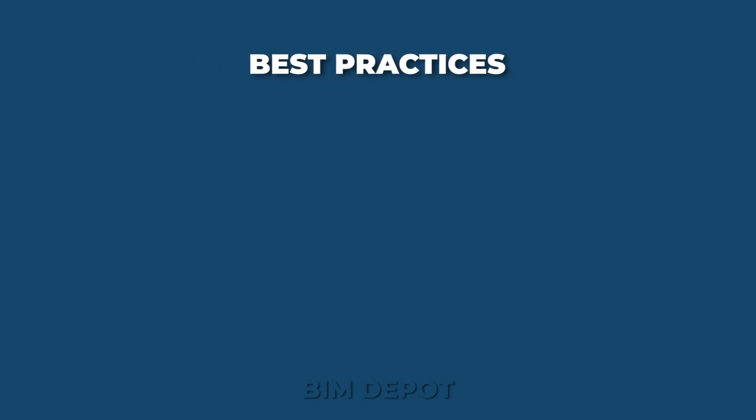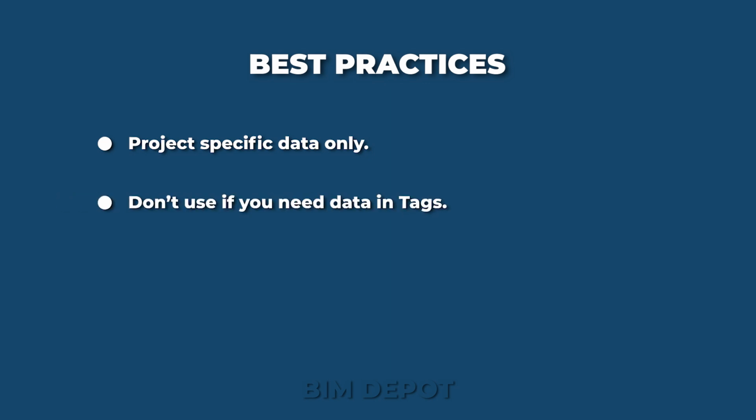Best practices for project parameters is to use them for project-specific data only. So if you find yourself reusing the same information over and over again, it might be time to start using some of your shared parameters. Don't use project parameters if the info needs to be tagged. You'll definitely want to use shared parameters instead. You need to document what each one does in the tooltips. This allows the next person on the team to know exactly what you intended the project parameter to do.